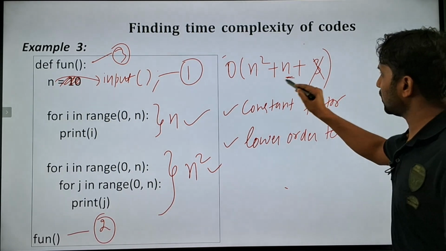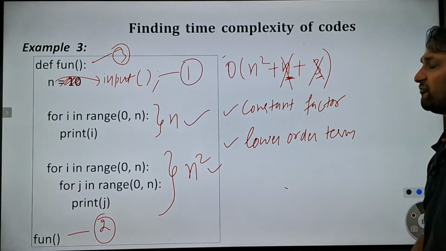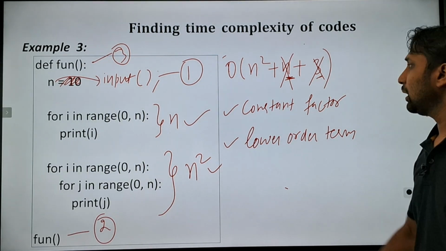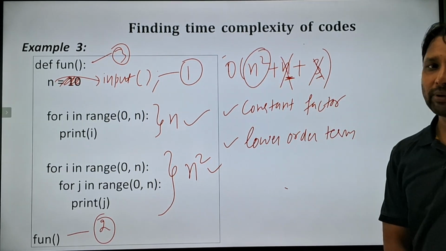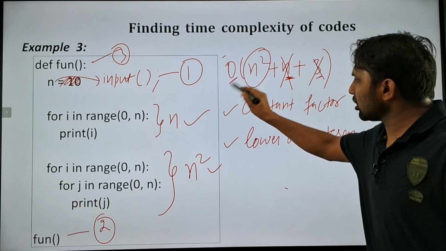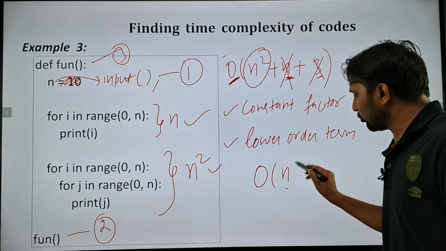So this is the lower order term. Remove this, and this is the constant factor. So remove these two every time. What remains is your time complexity. Otherwise, we are saying that we are finding the approximate time complexity.